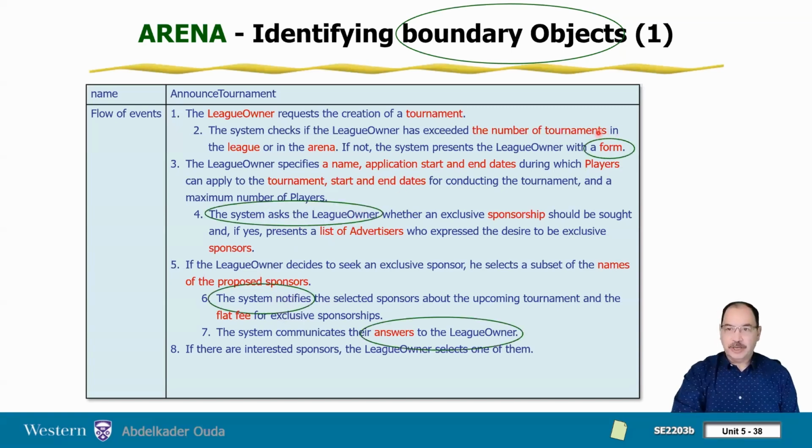So based on that, I can say a form: the system asks the league owner, the system notifies the selected sponsor, and shows their answers to the league owner. These are good candidates for classes that need to be created to be shown in front of the user, which is the league owner here, who creates or announces a tournament.